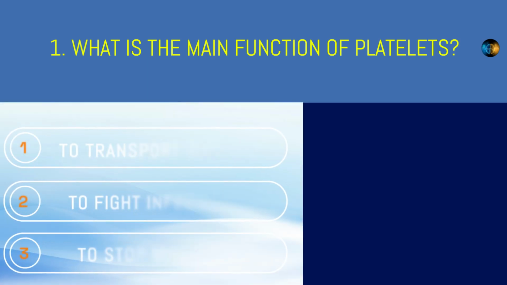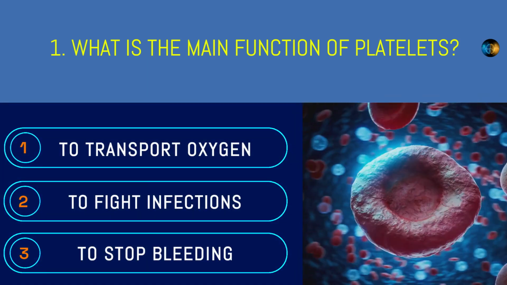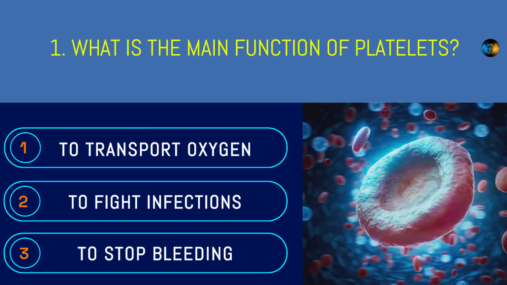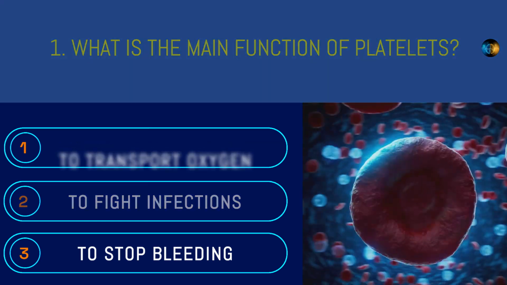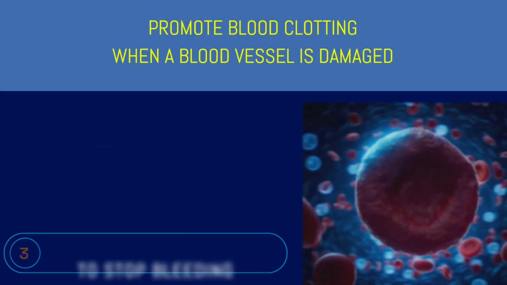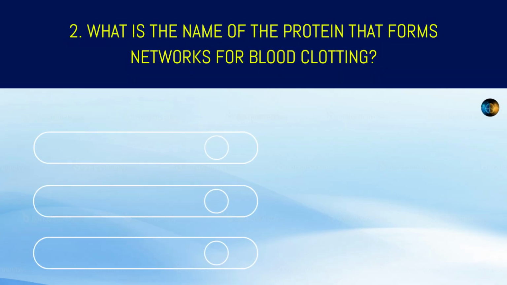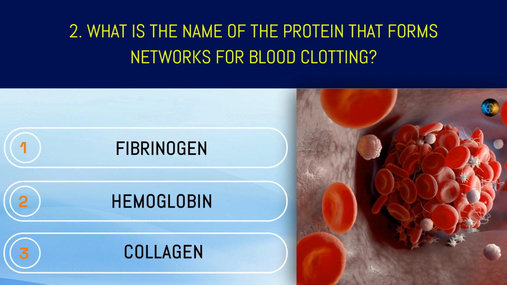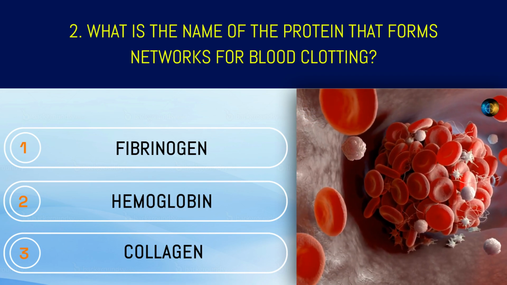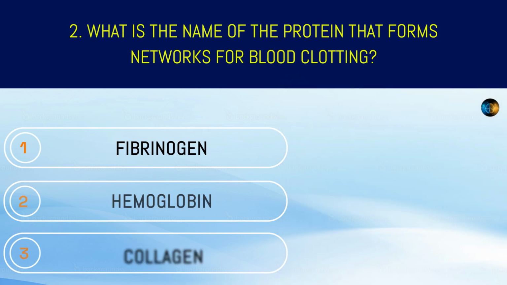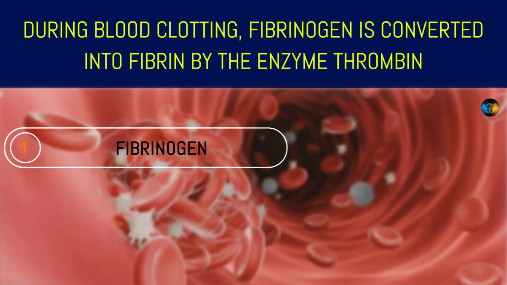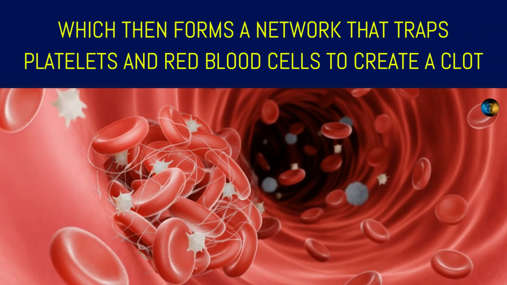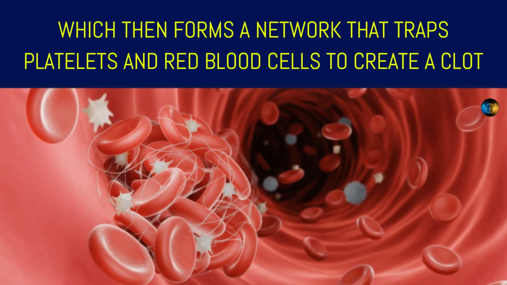Main function of platelets: to transport oxygen, to fight infections, or to stop bleeding? To stop bleeding, and promote blood clotting when a blood vessel is damaged. What is the name of the protein that forms networks for blood clotting? Fibrinogen, hemoglobin, or collagen? Fibrinogen. During blood clotting, fibrinogen is converted into fibrin by the enzyme thrombin, which then forms a network that traps platelets and red blood cells to create a clot.